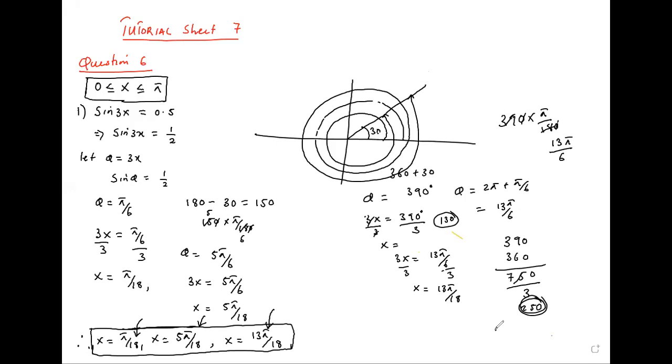Okay. Next question. 2 tan of x plus pi over 2 is equal to 1. Musa.